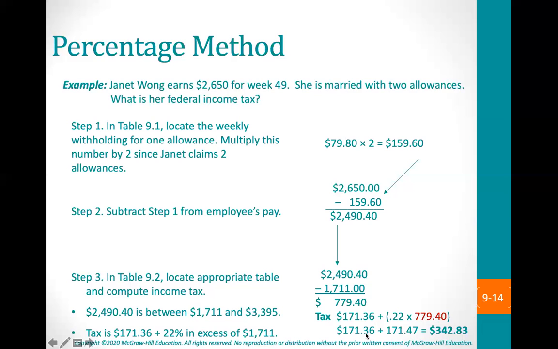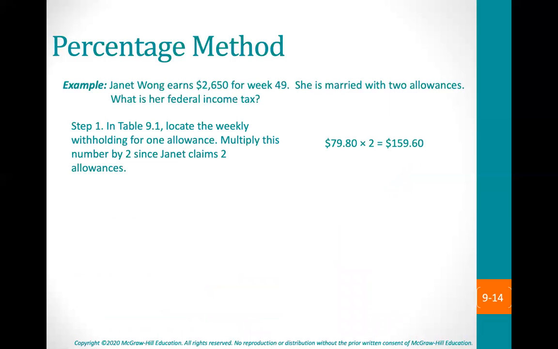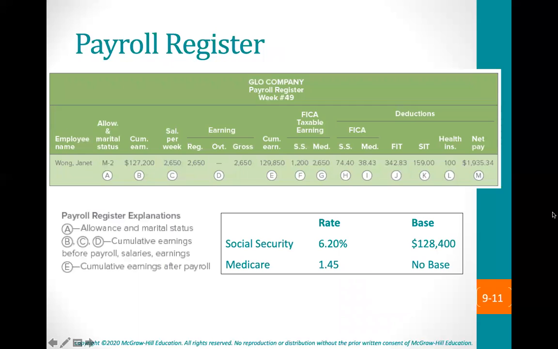So $171.36 plus $171.47, she has withholdings of $342.83 for federal income tax withheld. And you'll see that, if I can get back, here in column J. K is state income tax.